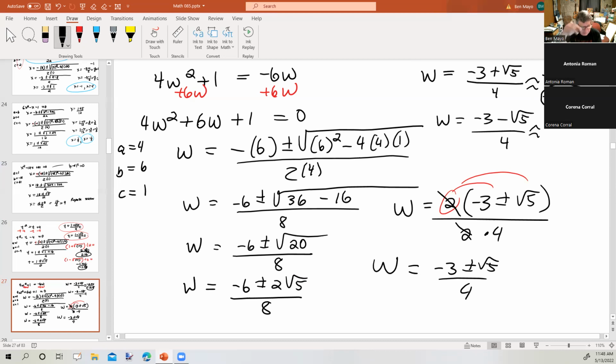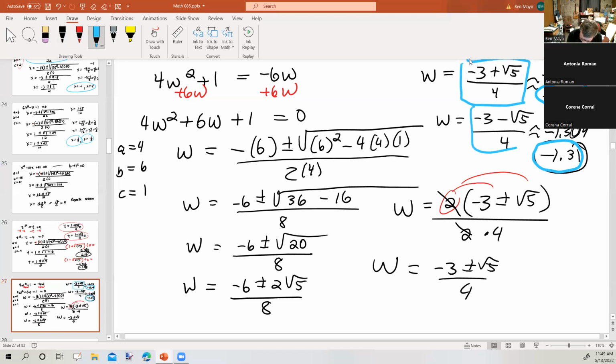Then the second one, left-hand parentheses, negative 3 minus the square root of 5, close it up, close up the whole thing with another right-hand parenthesis divided by 4. We get negative 1.309. So the 9 would round up, negative 1.31 would be the other solution. So we've got this and this. Those are our two solutions approximately, and these are the two exact solutions.